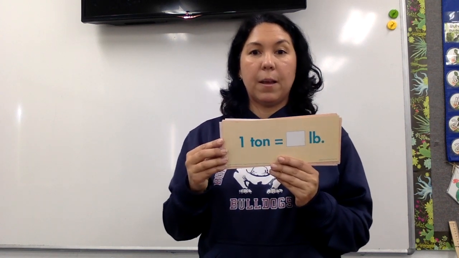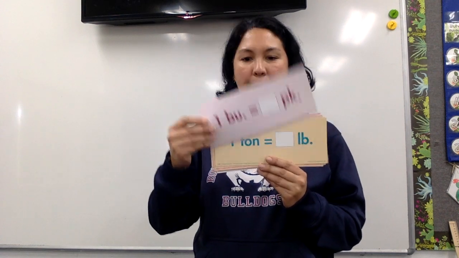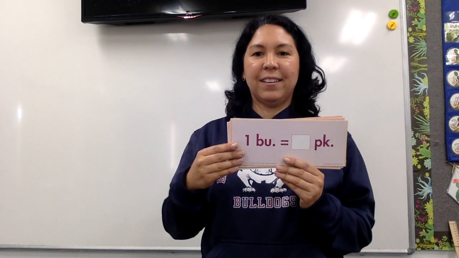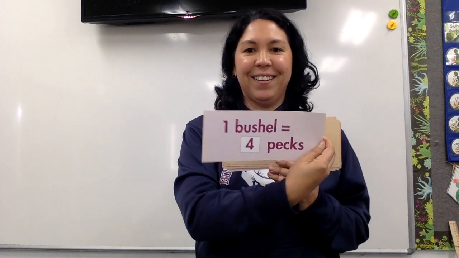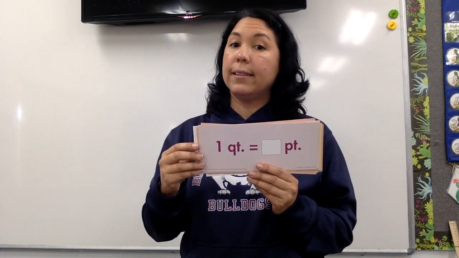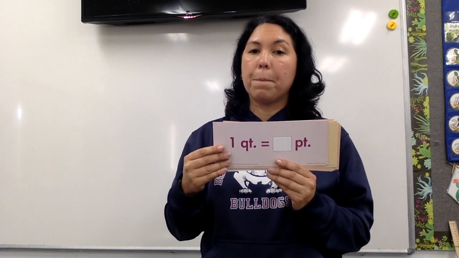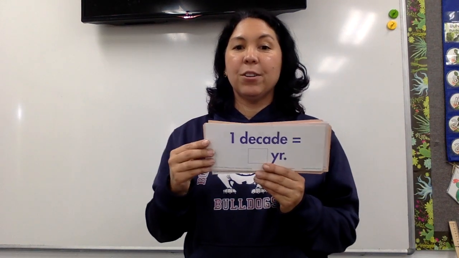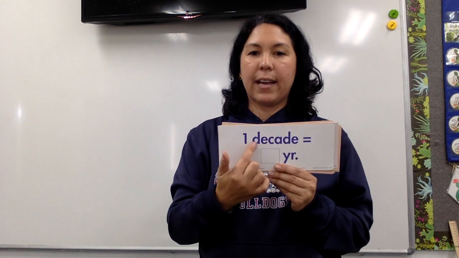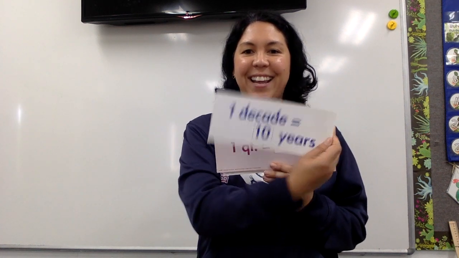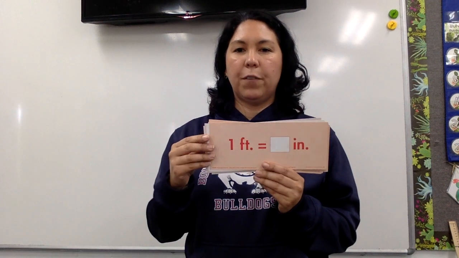Pounds in a ton. If you said 2,000, you're right. Pecks in a bushel. Remember how many times the chicken peck on the bush? 4. 4 pecks in a bushel. How many pints in a quart? 2. 2 pints in a quart. Years in a decade. Think what dec means. 10. 10 years.